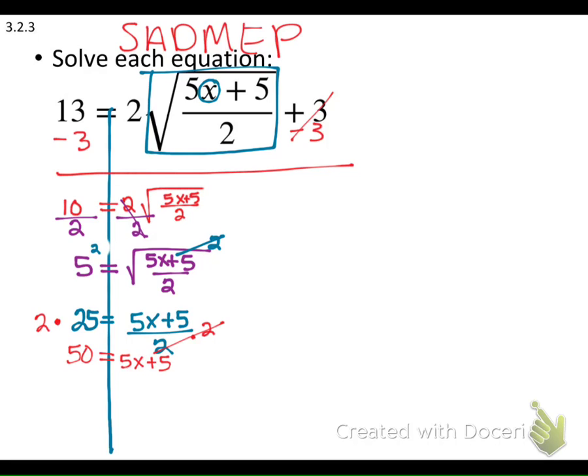When you get rid of the plus 5, how do I do that? Minus 5. That's right. Whatever I do to one side, I do to the other. That cancels. So what's 50 minus 5? 45.